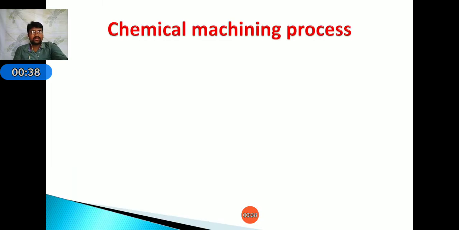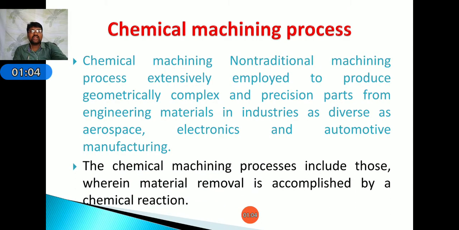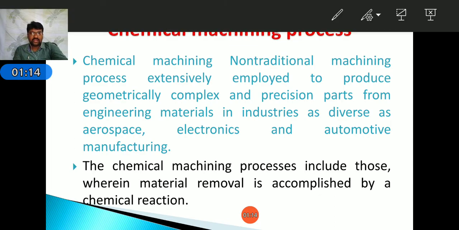Chemical milling is a non-traditional machining process extensively employed to produce geometrically complex and precision parts from engineering materials in industries as diverse as aerospace, electronics, and automotive manufacturing. From these fields, we can machine very easily by using the chemical machining process. The chemical machining process includes those wherein material removal is accomplished by chemical reaction.